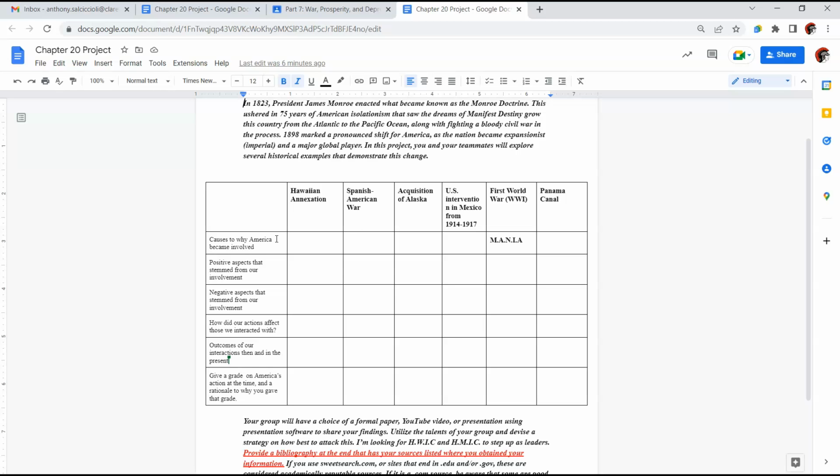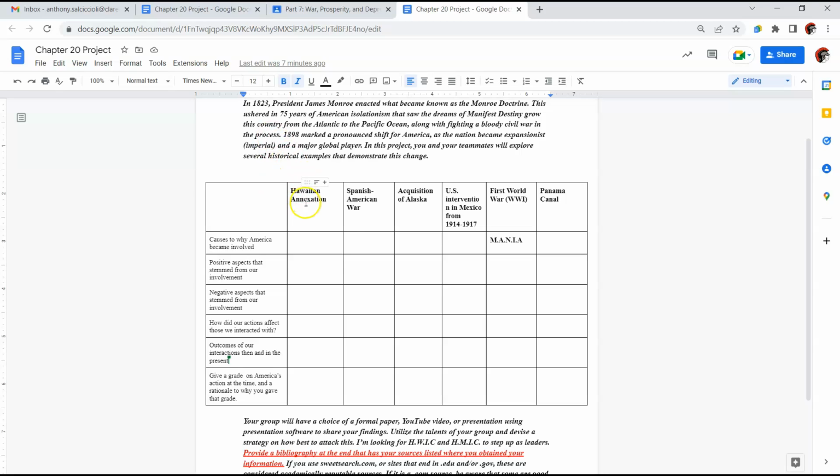It's crazy. And then number 6, I want you to give a grade on America's action at the time, just like a teacher. A, B, C, D, or E, and why did you give them that grade? So was it a really smart, good decision, positive? Give them an A. Was it comme ci, comme ça, so-so? Give a C. Was it a disaster? Give an E. I'll let you walk in my shoes and give a grade.